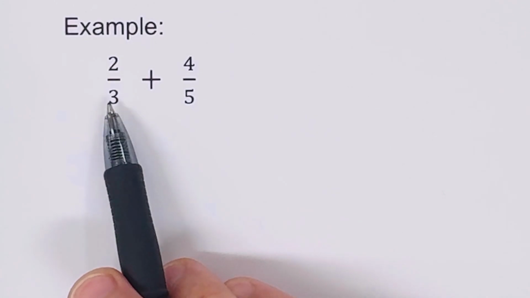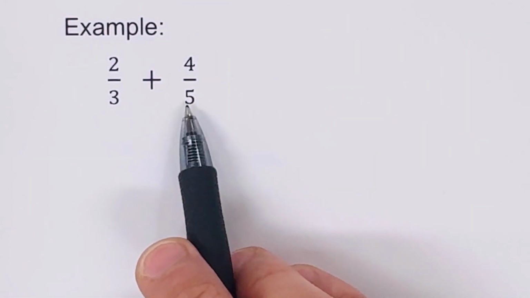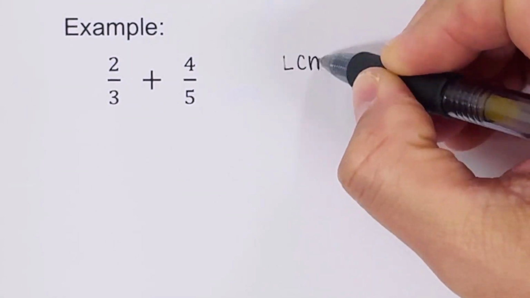Looking at this example right here, we can see that their denominators are not the same. We can only add or subtract fractions that have the same denominator. So we have to make sure that their denominators are the same. So we're going to find the LCM of these two numbers, 5 and 3.